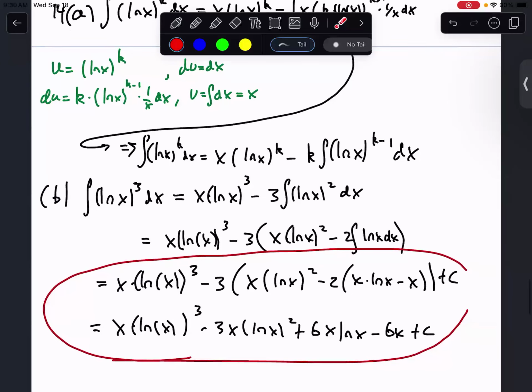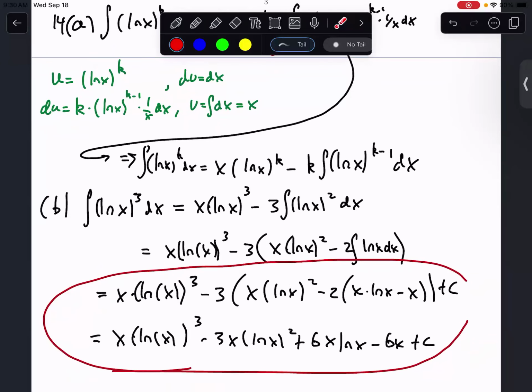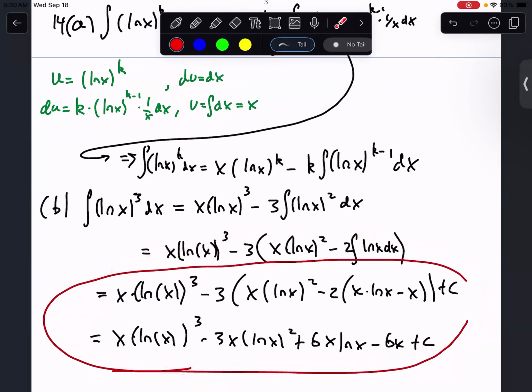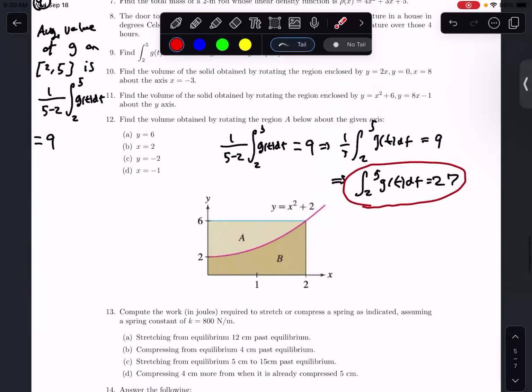Okay, I would say this part is less likely to show up on the exam, but the possibility is non-zero, so you should know how to do this. Any questions about this one before moving on? Yeah, we'll do number 11 next. Before we do number 11, any questions about this part?